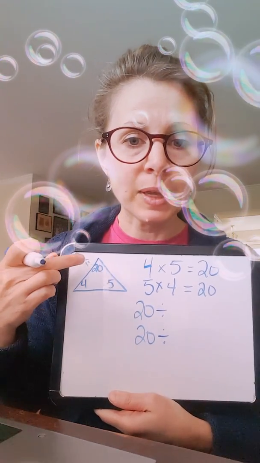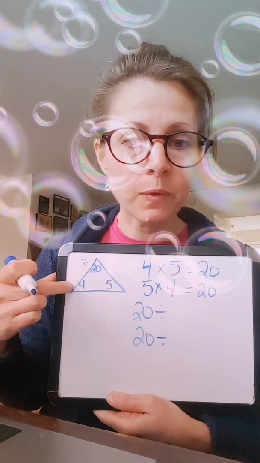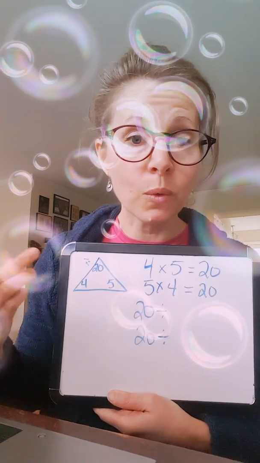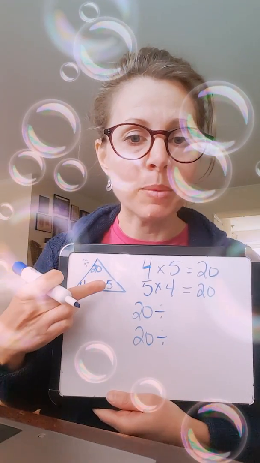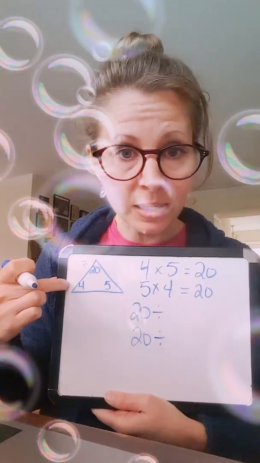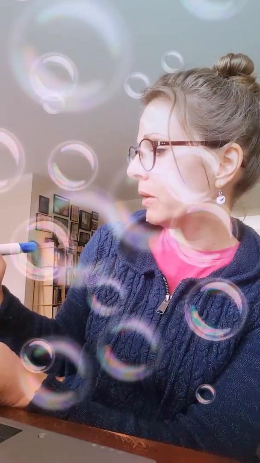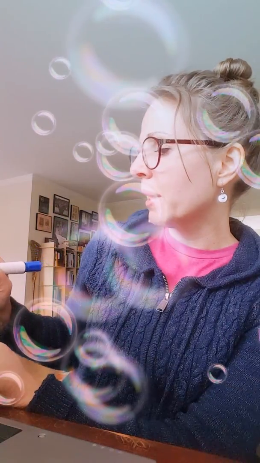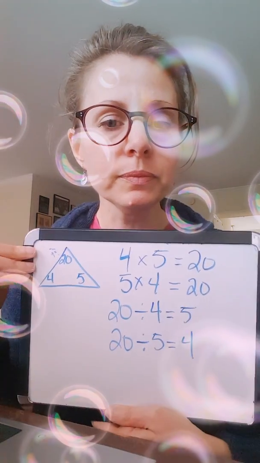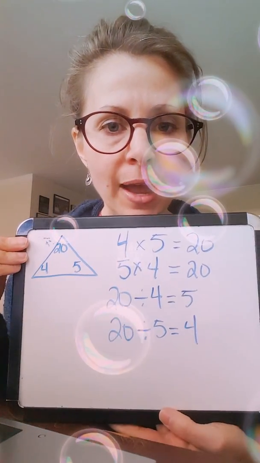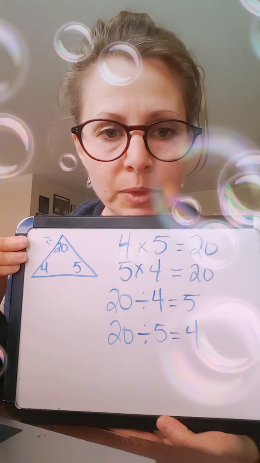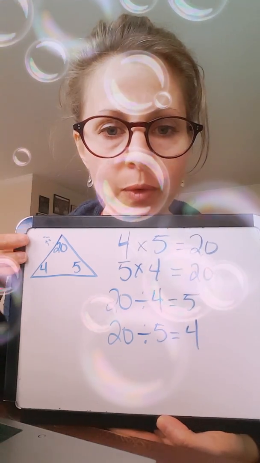And then we can go like this. 20 divided by 4 equals 5, or 20 divided by 5 equals 4. And then we just have to plug in the numbers, okay? So 20 divided by, I can't remember which one I said first, but we'll just do 4 equals 5. 20 divided by 5 equals 4. Okay? So that is the 4 fact family problems or equations we want to put down for this triangle.